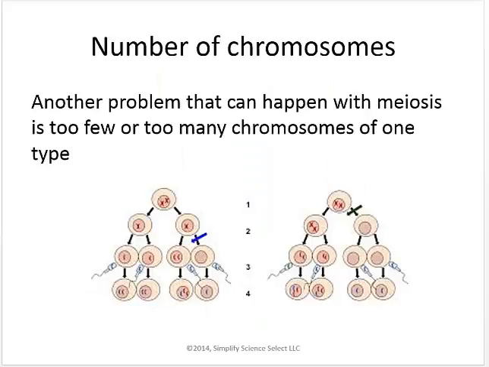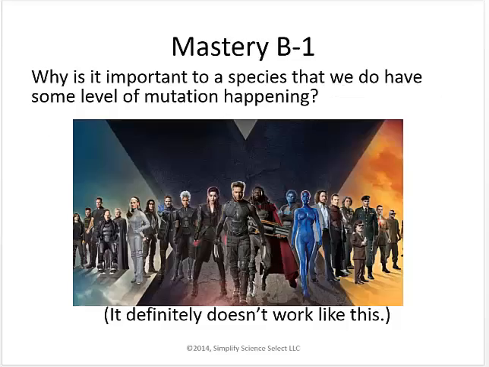You can also have a problem with the number of chromosomes. Too few is monosomy. Too many is trisomy. You can have extra chromosomes or too few. All of these can cause dramatic problems.